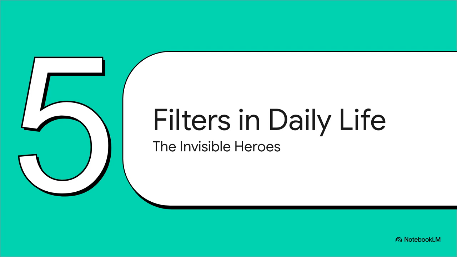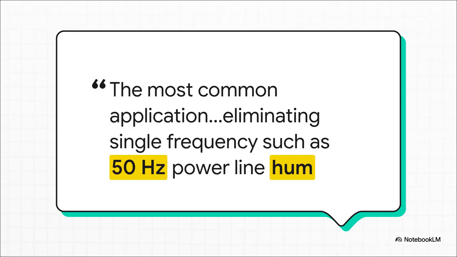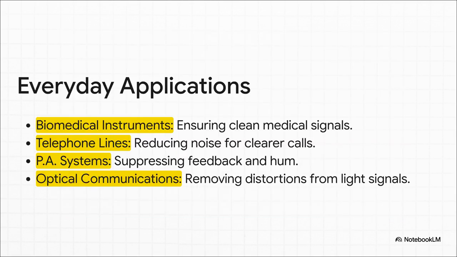Now I know this all might sound very technical, but trust me, these filters are the invisible heroes working behind the scenes in so much of the technology we use every single day. Hey, remember that annoying buzz we started with? Well, very often that is 50 or 60 hertz interference from our power lines bleeding into audio equipment. And a simple notch filter, set to that exact frequency, can get rid of it completely, giving us that crystal clear sound we want.